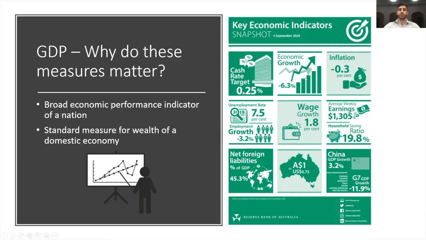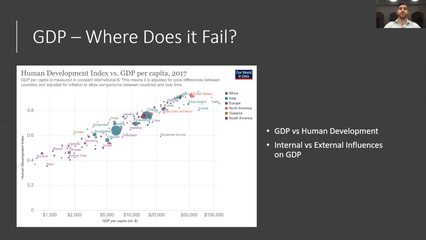When we compare this figure globally, China is well ahead, maintaining a positive GDP rate of 3.2%. However, Australia is still performing above other G7 countries with an average GDP of minus 11.9%, indicating we are doing quite well on a global scale. GDP has for long been a dominant economic indicator.